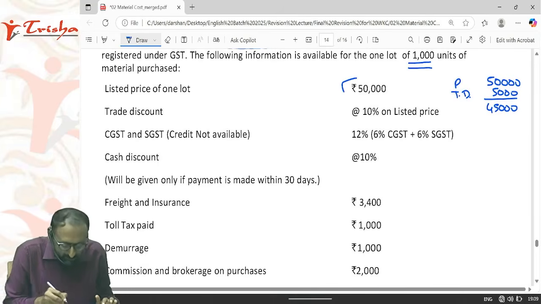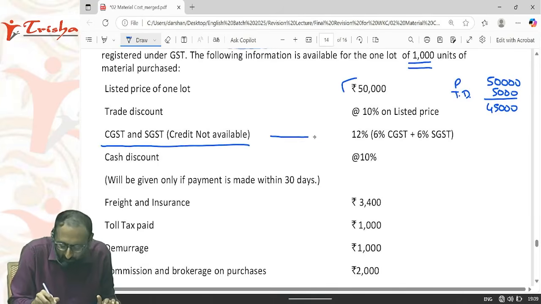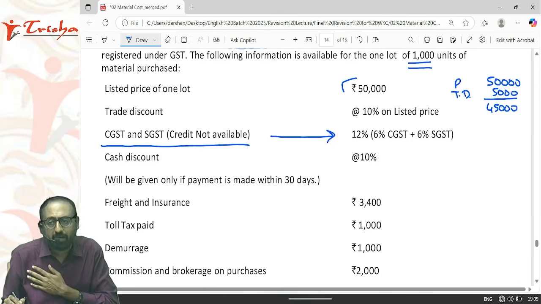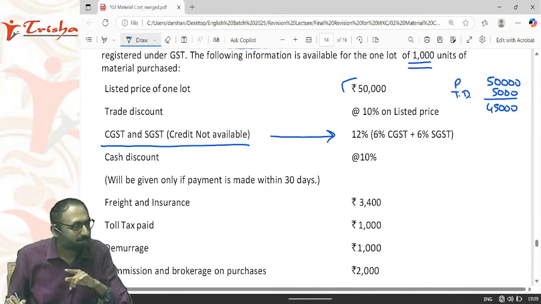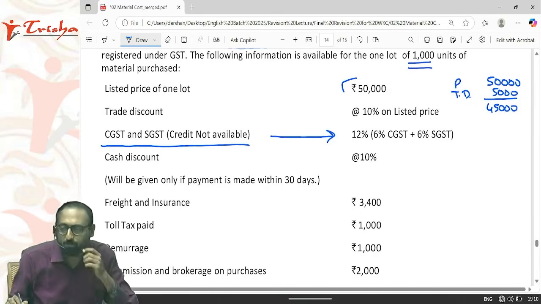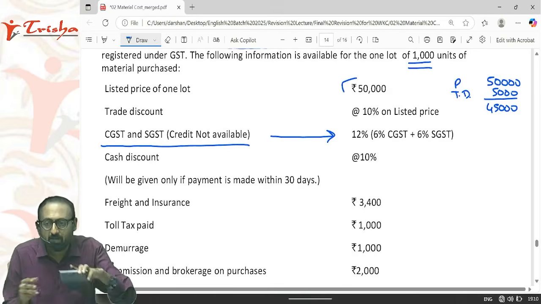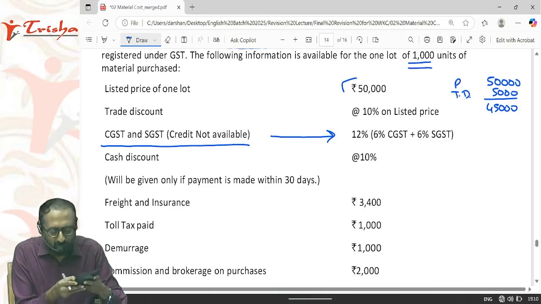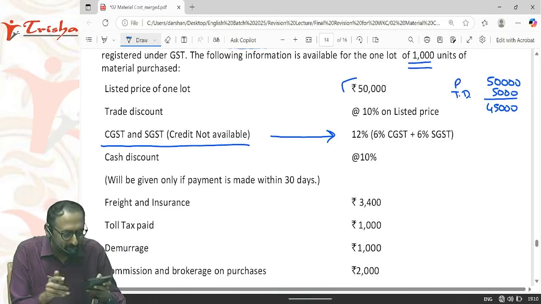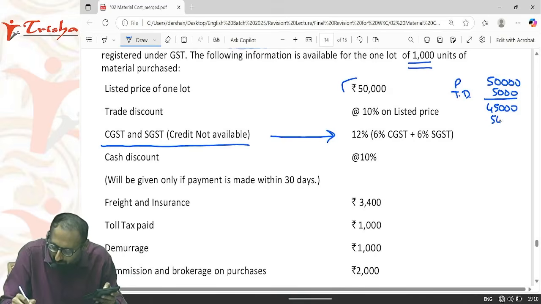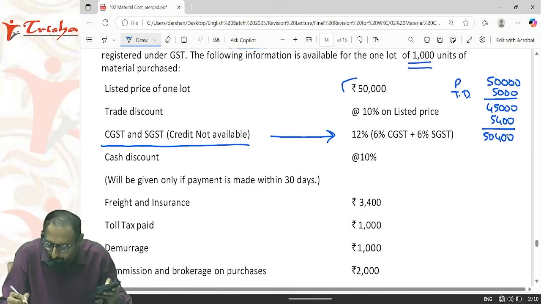Correct? GST credit not available. What will you do? 12%. Add. Sir, be careful. 12% on 50,000 or 12% on 45,000? Sarji, GST is applicable on the discounted price, not the original price. Consideration is only 45,000. 45,000 multiplied by 12%. Prabhu, your answer is 5,400. Sir, how much will be the total? Is it 50,400? Correct, Prabhu?